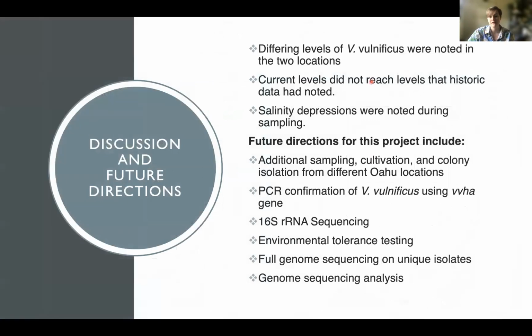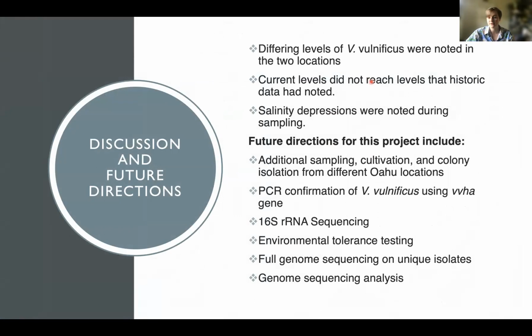Overall, we found that differing levels of Vibrio vulnificus were noted at both locations, and the current levels didn't reach that of historic data, but there were salinity depressions. And this definitely could have been due to the fact that we sampled on a very, very rainy day, and that could have changed the residence of the bacteria in the Alawai Canal. It could have flushed out a lot of bacteria that was present.